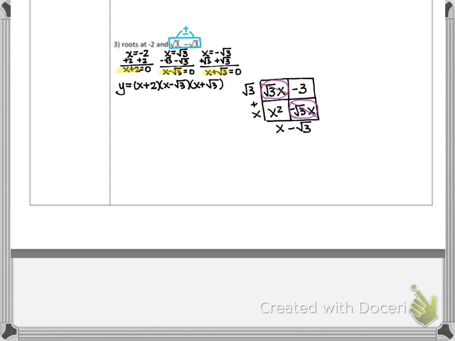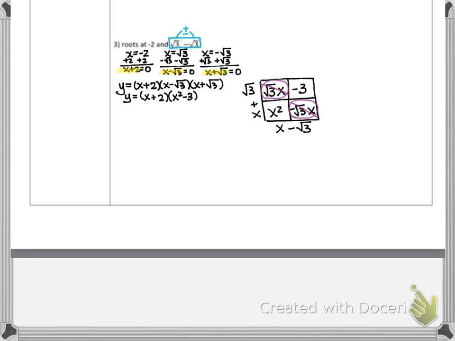So when I multiply out the x plus root 3 and the x minus root 3, I get an x squared minus 3. It's actually really nice. Then I'm going to go ahead and bring down my x plus 2 because I haven't multiplied that out just yet.